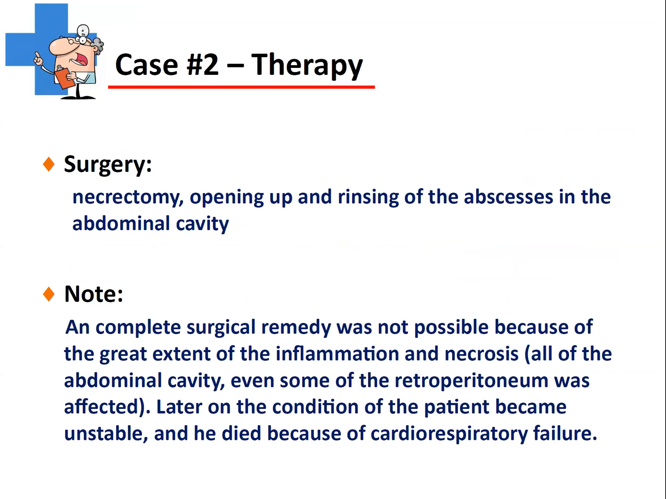What they can do: necrectomy, opening up and rinsing the abscess in the abdominal cavity. A complete surgical remedy wasn't possible because of the great extending inflammation and necrosis in all of the abdominal cavity, even some of the retroperitoneal walls affected. Later, the condition of the patient became unstable and he died because of cardiorespiratory failure. So the necrotized type leads to death in about 70% of the cases.